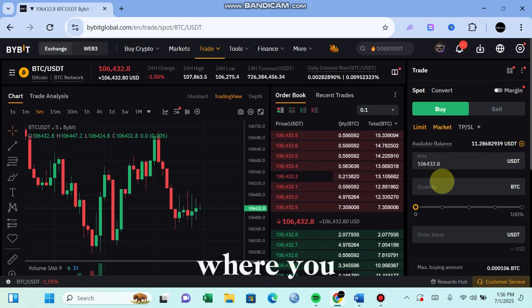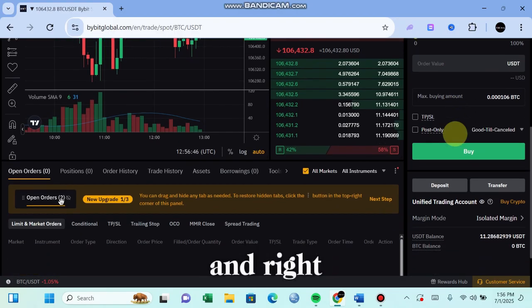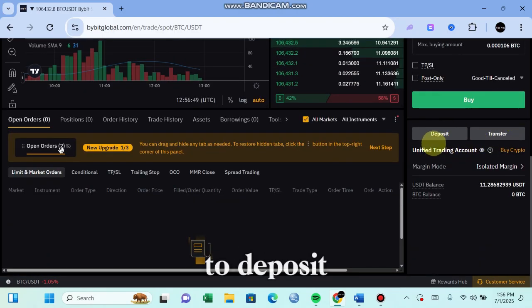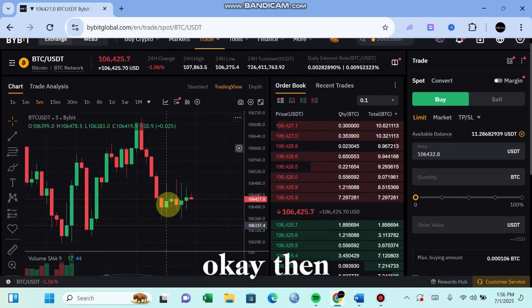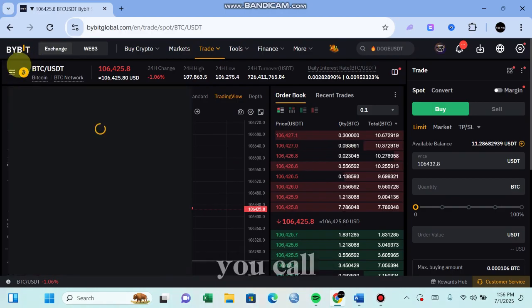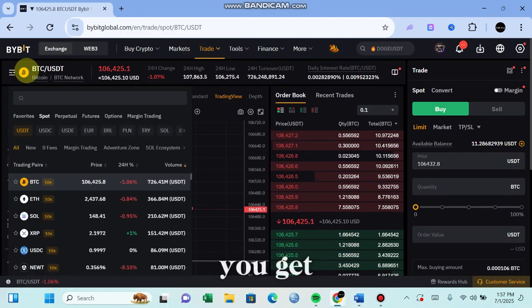And in this place where you put in the orders, I'm going to explain everything in detail. Right here is where you get to deposit or transfer. On this place, you get to see your pending orders and if you are in a trade. Then this place right here is what we call the pair. You get the trading pair.